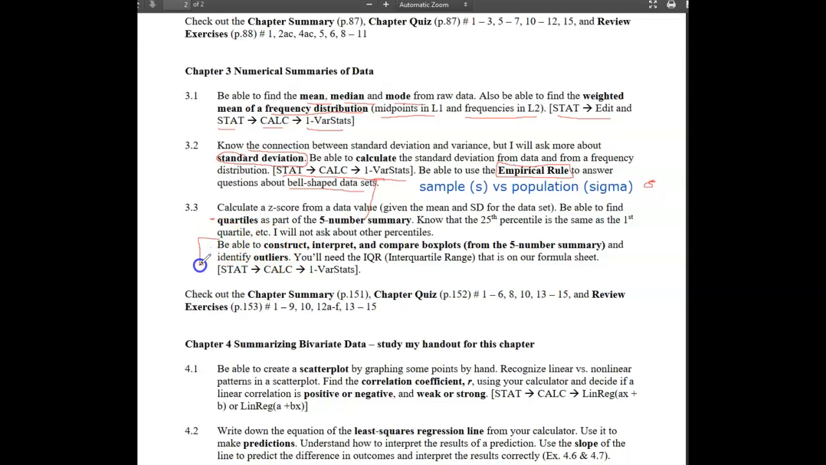And then the idea of a box plot from that 5-number summary, and using the interquartile range that's on the formula sheet to decide if there are any outliers in the data set. And so again, you can get the beginning numbers from the 1-Var Stats function. And once again, a chapter summary, quiz and review problems.